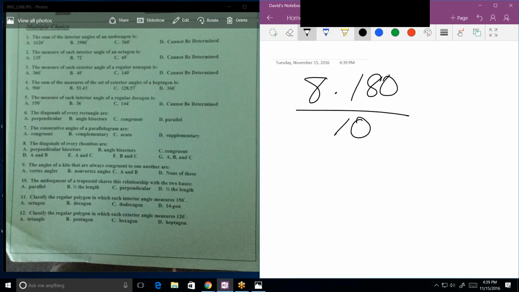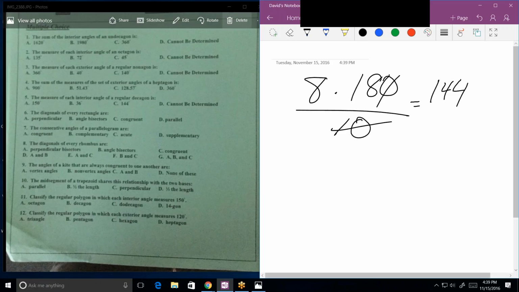The diagonals of every rectangle are angle bisectors. No, they are congruent. And this one, angle bisector. Yeah, this one they do call a regular decagon. They left off the word regular in number 2, so that's why it cannot be determined. But I'm guessing that was a trick question. Yeah, I think it was a trick question.